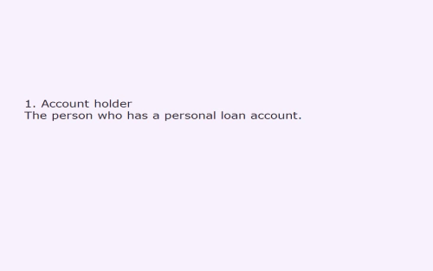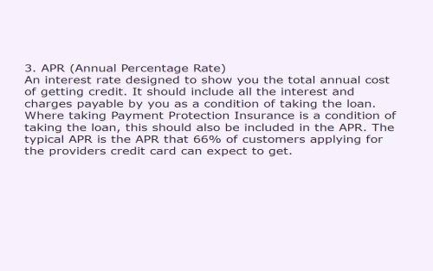A. 1. Account holder. The person who has a personal loan account. 2. Advance. The mortgage loan itself is called the advance. 3. APR, annual percentage rate.